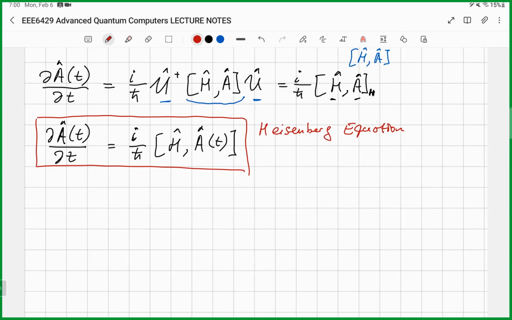In the Heisenberg picture, the story is completely opposite. The state vector is unchanged. It doesn't depend on time, but the operator changes in time, and this Heisenberg equation is the main equation that governs the dependence in time of the system.